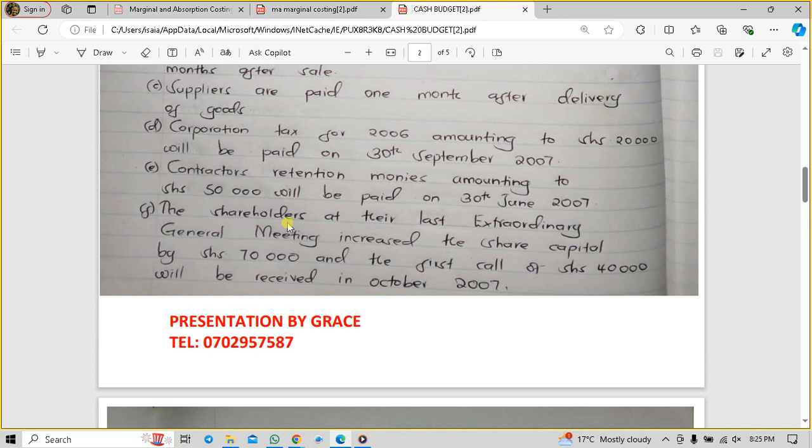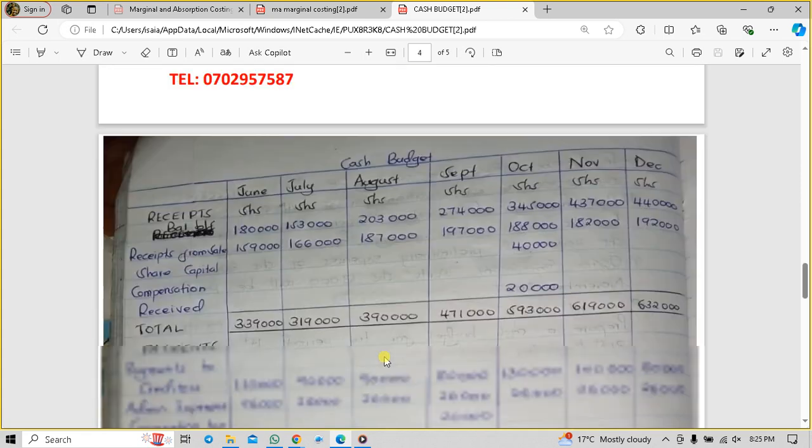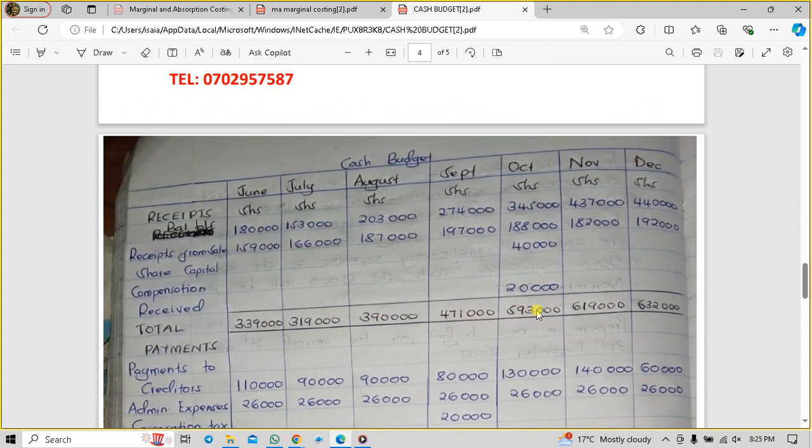Part F, the shareholders at their last extraordinary general meeting increased their share capital by 70,000, and their first call of 40,000 will be received in October. So here we are receiving money, that is 40,000 in the month of October. So you write it under receipts.